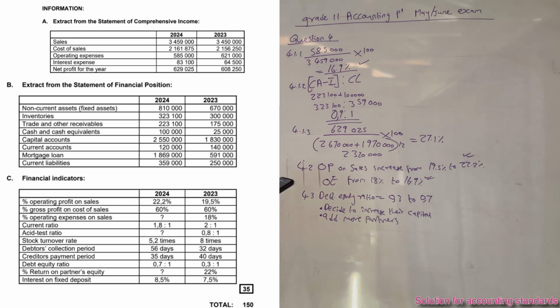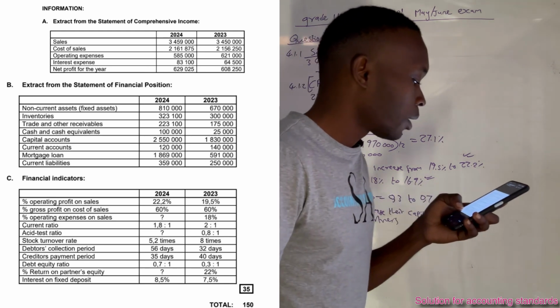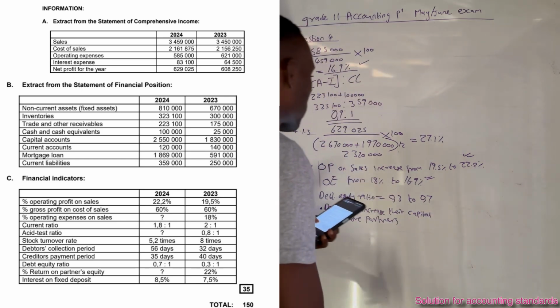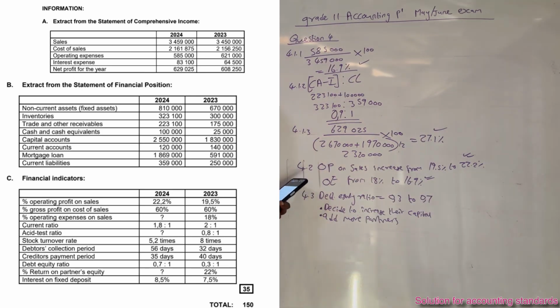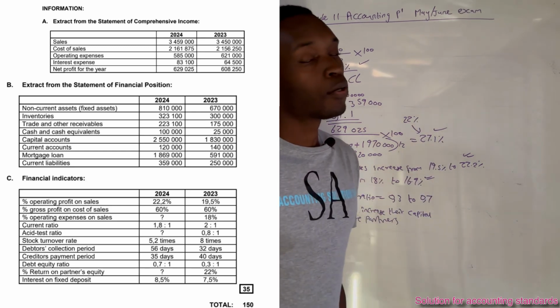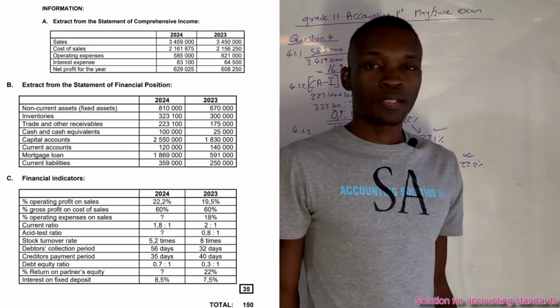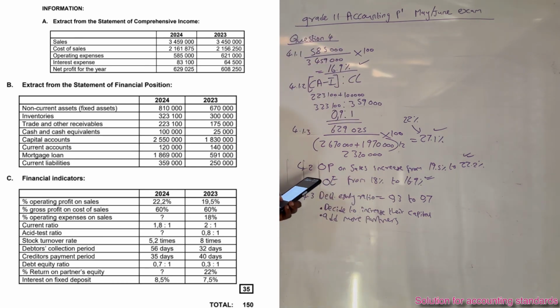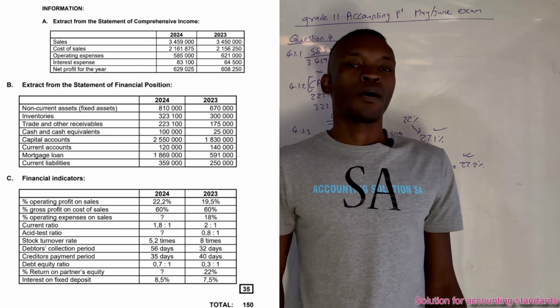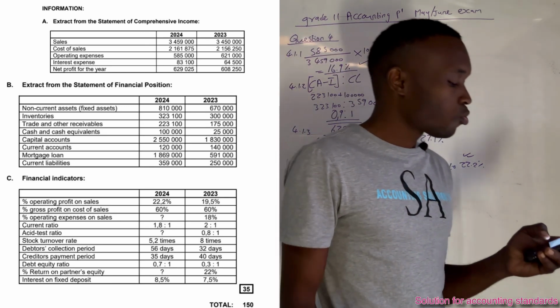Okay, 4.4. Should the partner be satisfied with the return on their investment? Are they going to be happy, these partners? Remember, we calculated 27.1. But let's check. How much was it last year? It was 22%. From 22% to 27%, they are going to be happy, guys, because it has increased. And besides that, interest is 8.5. They are getting more than interest. So this is perfect. They are going to be happy.